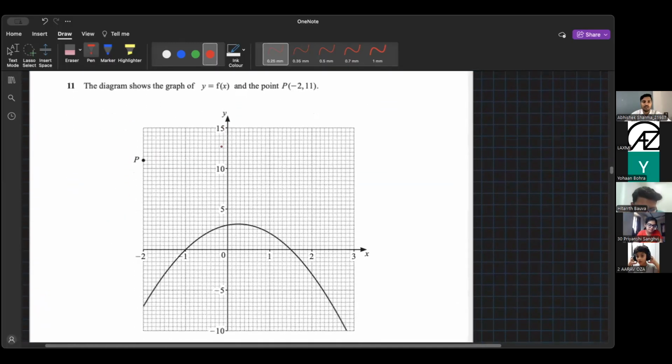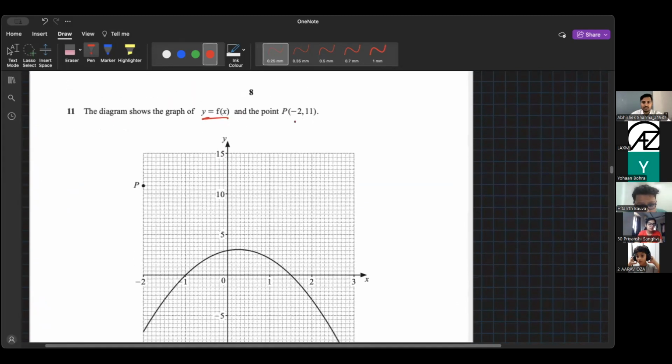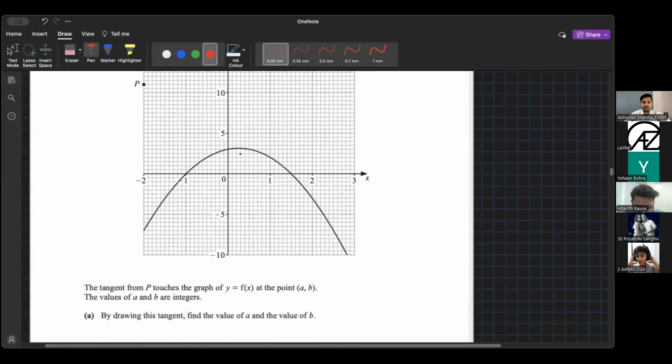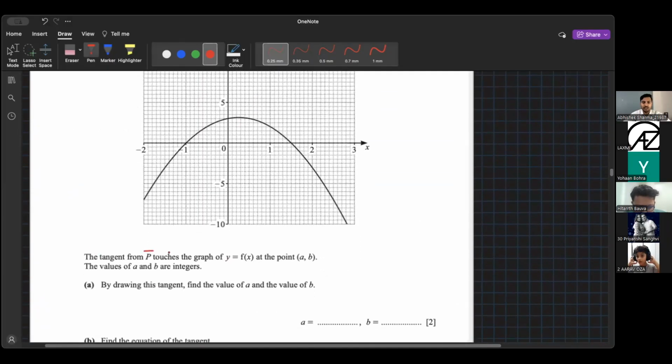Yes, sir. Okay. Question number 11, it says the diagram shows the graph of y equals f of x at the point minus 2 and 11. The tangent from P touches the graph of y equals f of x at point A comma B. Find the values of A and B, where A and B are integers. By drawing this tangent, find the value of A and the value of B.